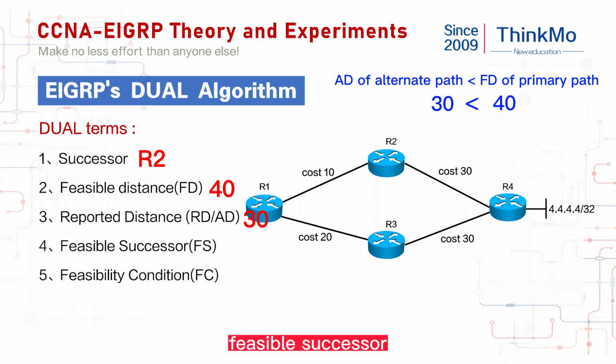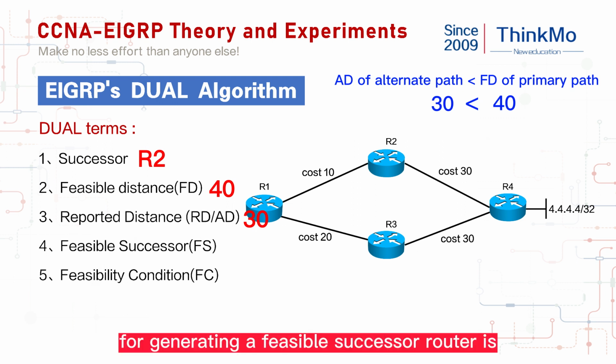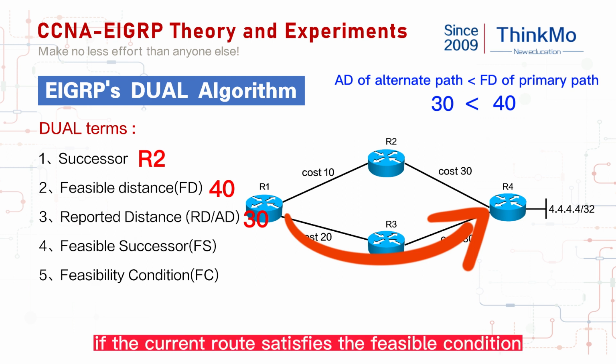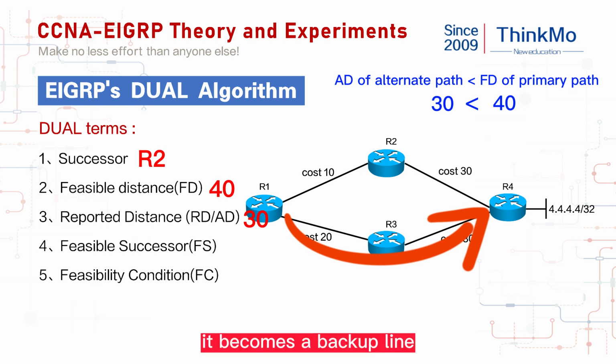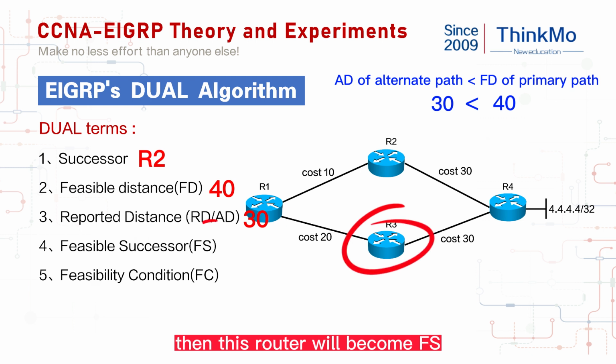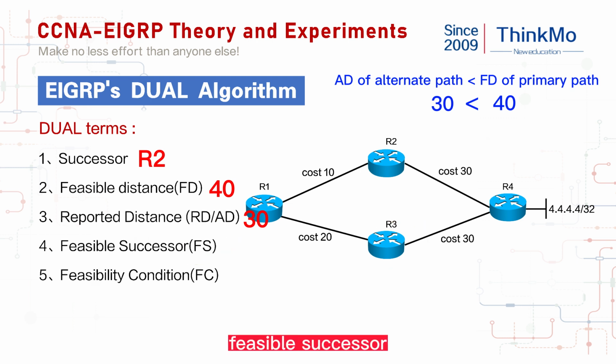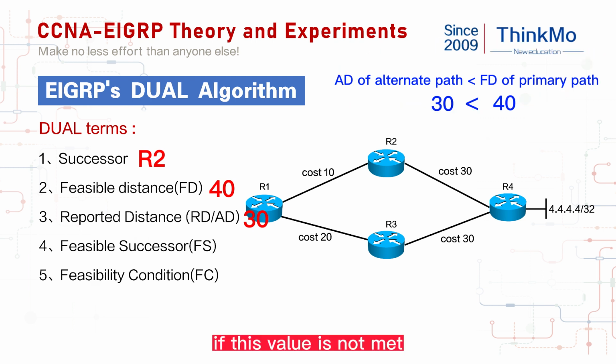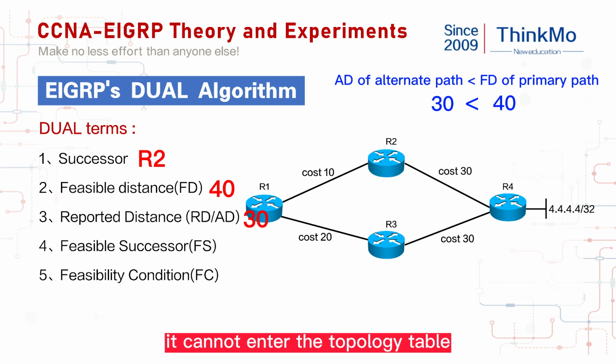The condition for generating a feasible successor router is that the line must be available. That is, if the current route satisfies the feasible condition, it becomes a backup line. Then this router will become the FS, feasible successor. Here are some features between them. For a line, we have to compare such values. If this condition is not met, it cannot enter the topology table.